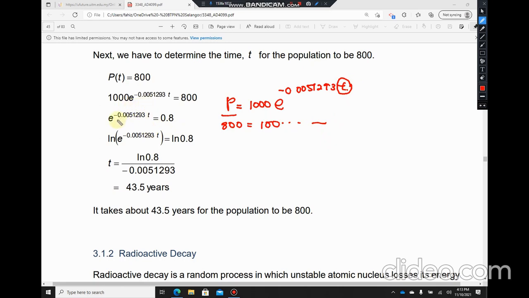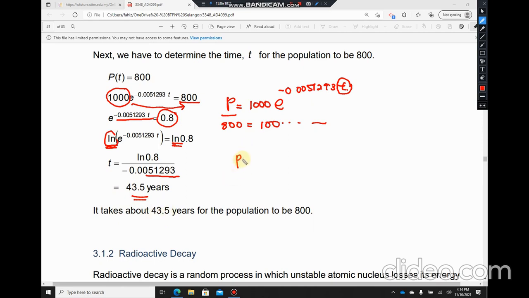So nak cari nilai t kat sini kan, ada t. Okay, so nak turunkan t ke bawah, dia tak ada cara lain, letak log kiri dengan kanan. So lepas letak log, yang ni 0.8 ni daripada sini, 800 we divide by 1000, divide kat sini, so dapat 0.8. And then so your t is equals to log 0.8 divide by negative 0.00512993. So your answer is 43.5 years. It takes about 43.5 years for the population to be 800.